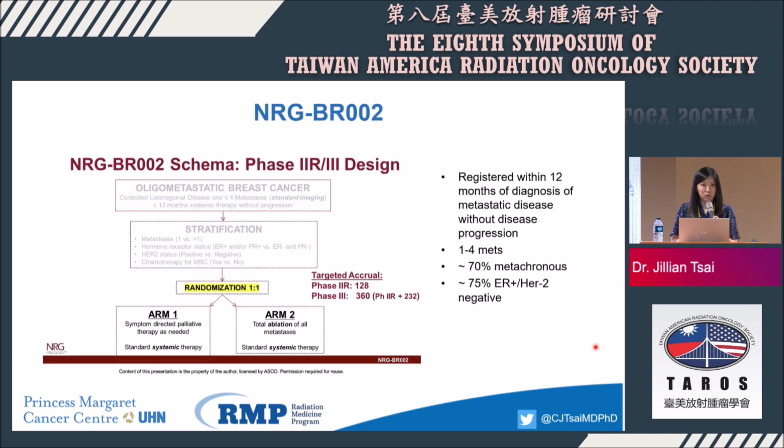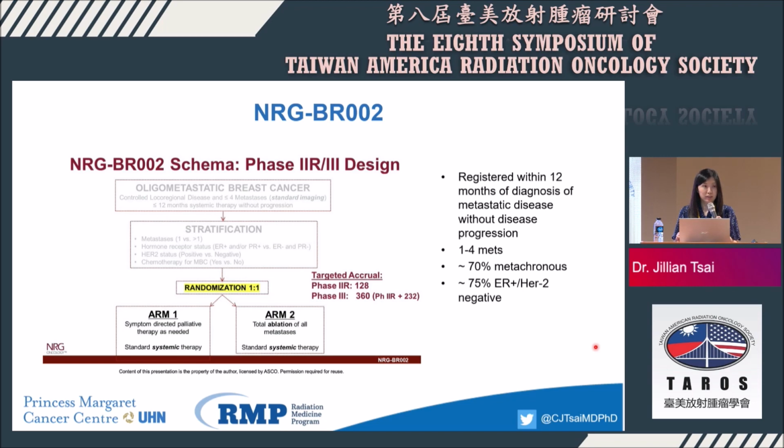So I want to spend a little more time talking about NRG-BR002. This study was presented last year but has not yet been published. This was the first study looking at SBRT in oligometastatic breast cancer patients. So as I mentioned before, the previous studies focused on either a mixture of histologies or non-small cell lung cancer. So this was the first one conducted in breast cancer patients. Patients had 1 to 4 metastases. That was their definition. And there's a mixture of ER positive and negative patients.